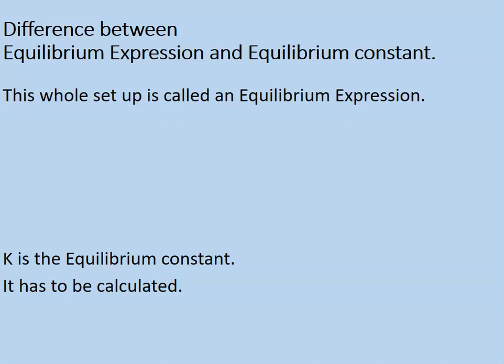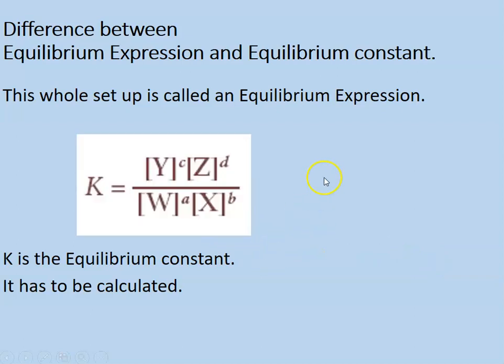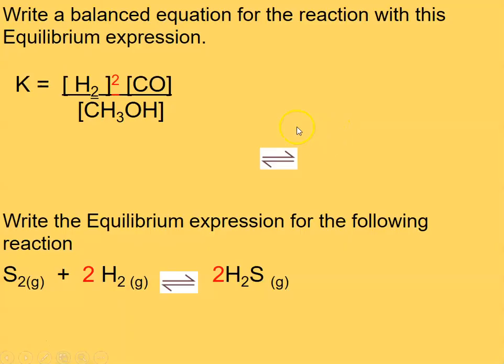I've just added this slide on the difference between the equilibrium expression and the equilibrium constant. The whole setup is called the equilibrium expression. So if you're asked to write an equilibrium expression, you just write the whole thing. If you're asked to find the equilibrium constant, then you need to multiply and divide and end up with a number. So it's a calculation. K is the equilibrium constant and the whole thing is the equilibrium expression.